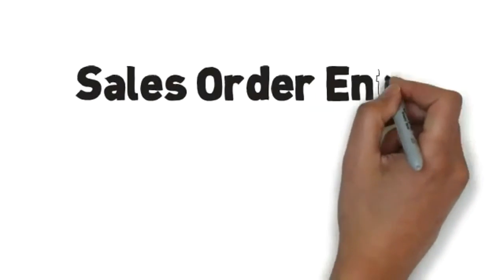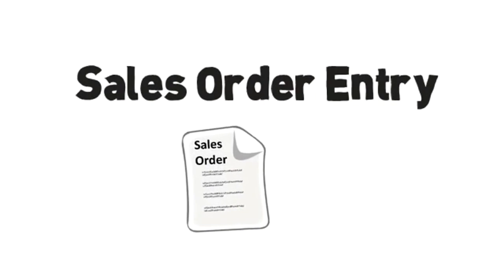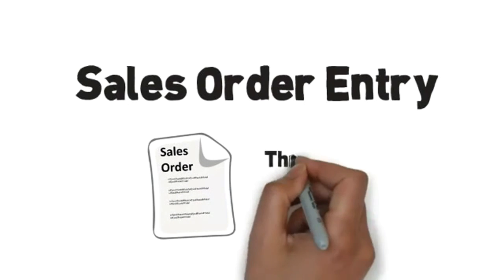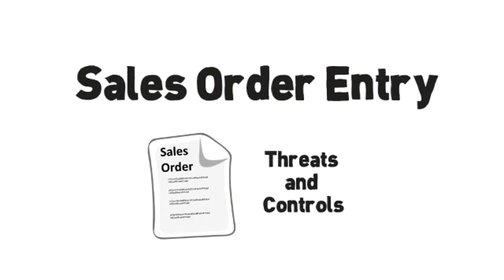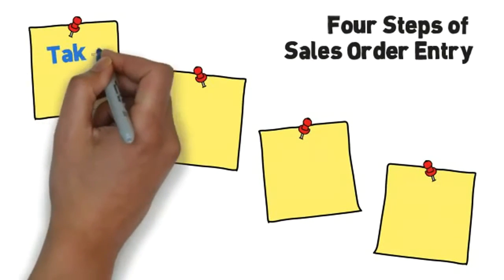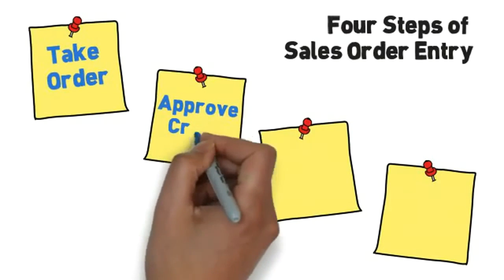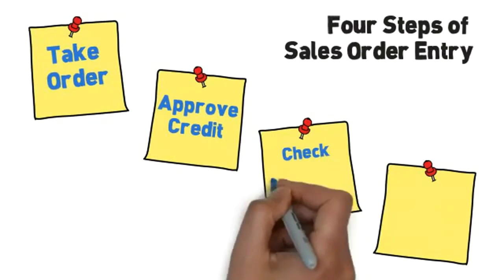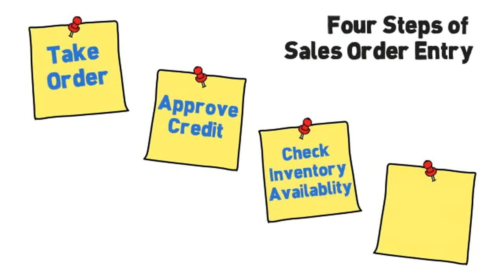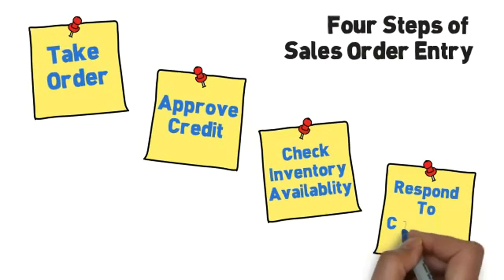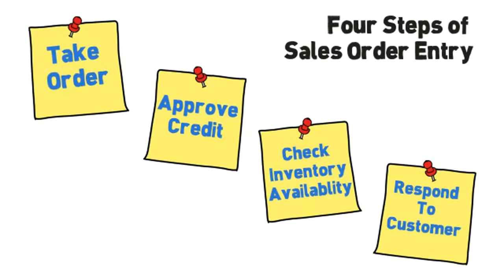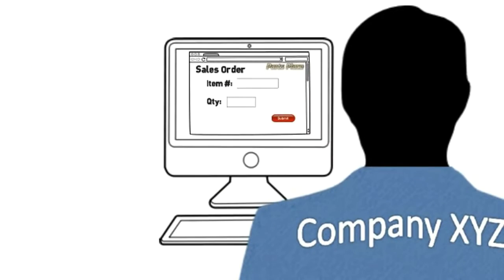Welcome! Today we'll be talking about the sales order entry process, along with the threats and controls associated with it. So there are four steps to sales order entry. First, take the customer's order. Then, approve the customer's credit. Then, check inventory availability. And finally, respond to the customer. We're going to go through each of these four steps in the following example.